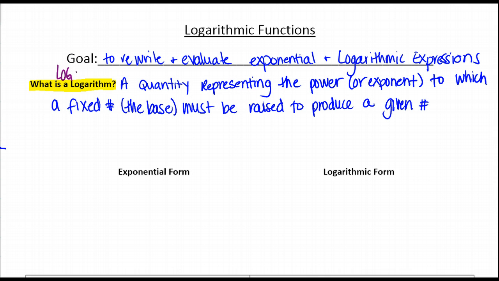is a quantity representing the power, or exponent, to which a fixed number, the base, must be raised to produce a given number. So I know this sounds pretty fancy, but what I'm basically trying to say is a log is an exponent. And you'll see what I mean in just a minute.